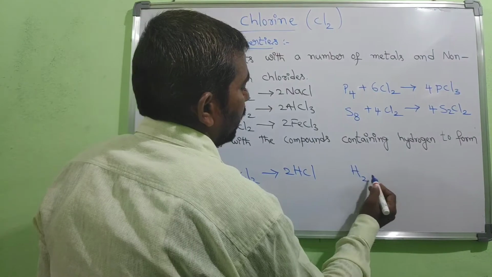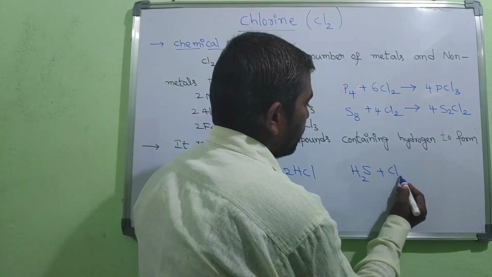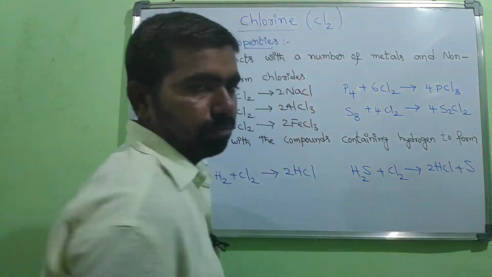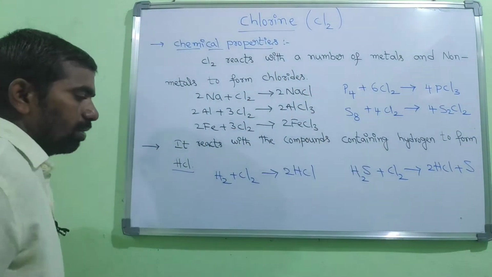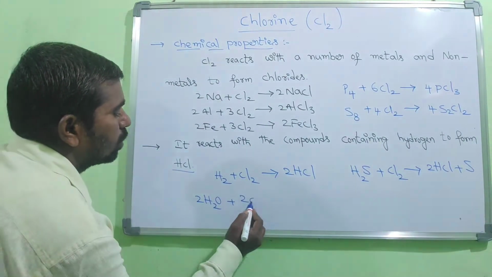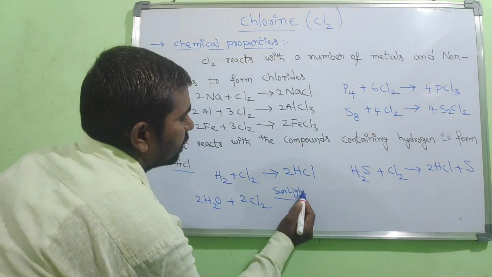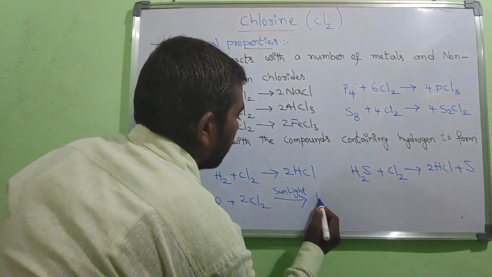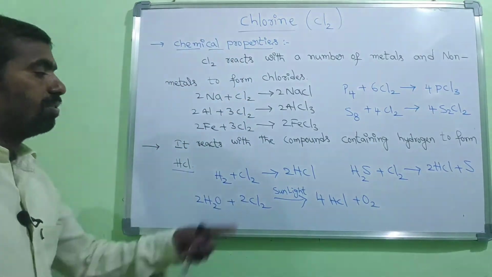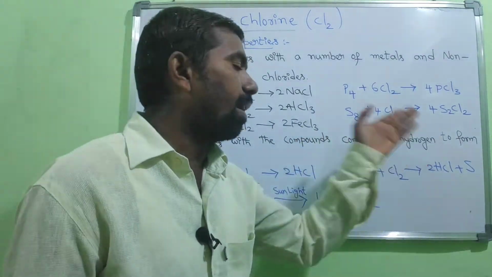And then H2S, it is hydrogen sulfide, it contains hydrogens. So plus Cl2 gives 2HCl plus S, sulfur. Next chemical reaction I am writing here, 2H2O plus 2Cl2. This chemical reaction occurs in the presence of sunlight, and the products are 4HCl plus O2. This is about the reaction of chlorine with the compounds containing hydrogen.